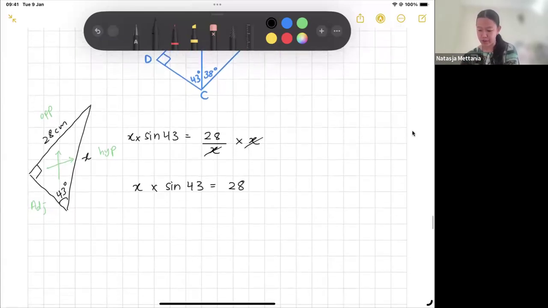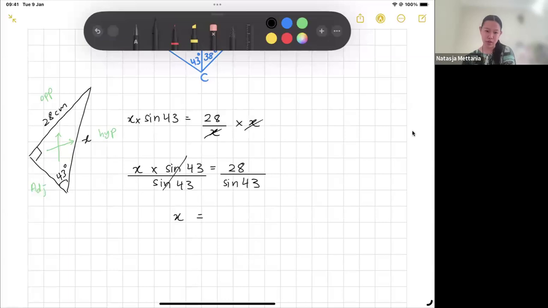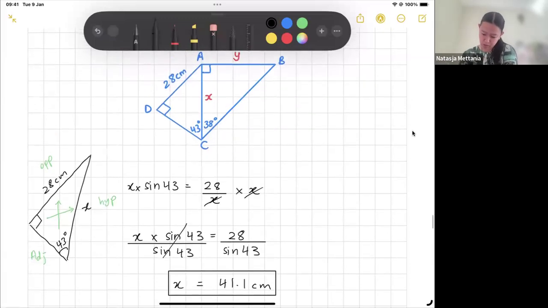From here on out, you're just going to figure out what x is equal to. How do I get x by itself? I've got to divide by sine 43. What I do to one side, I have to do to the other. Sine 43 and sine 43 cancel. x will equal, if you put 28 over sine 43 into the calculator, 41.1 centimeters if you round it to one decimal place. Now I'm going to transfer that information to my main diagram. So 41.1 centimeters is x.